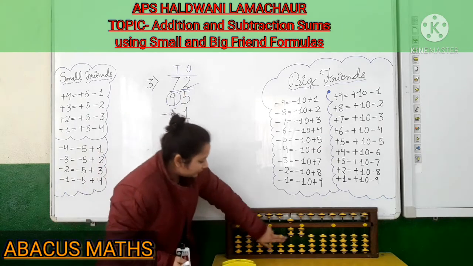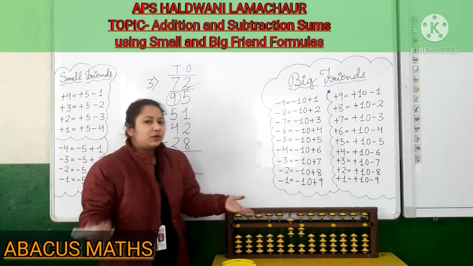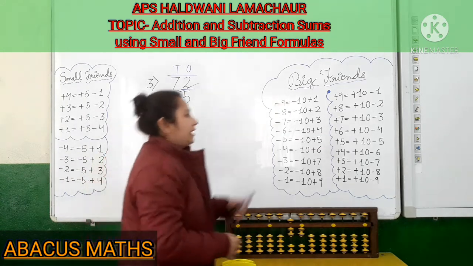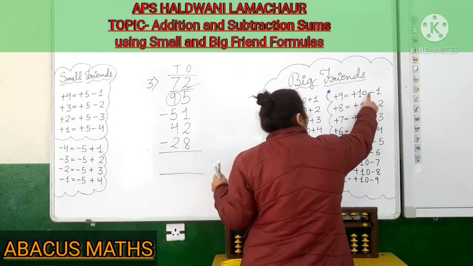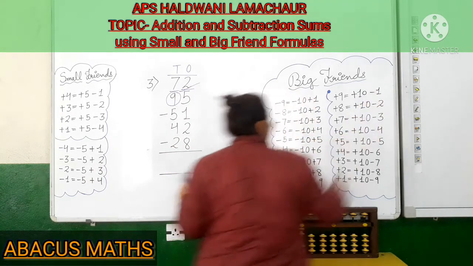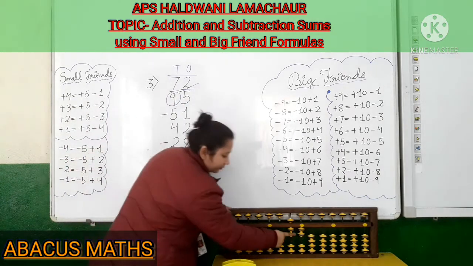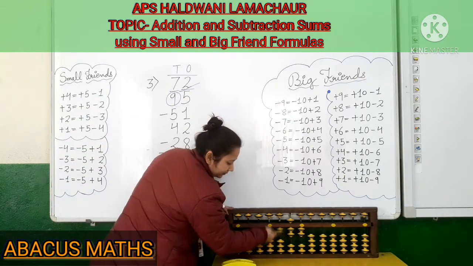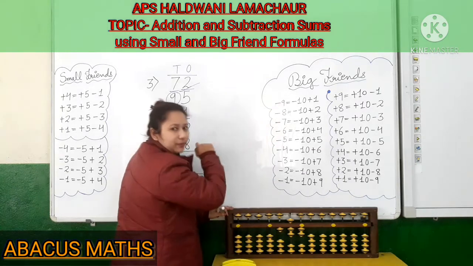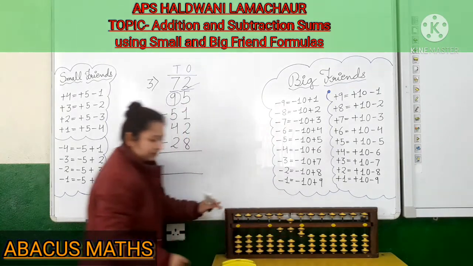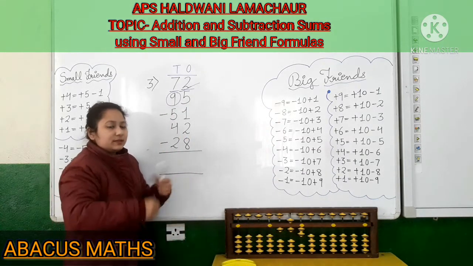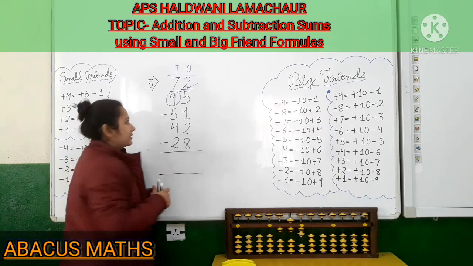Now next add this 9 in tens rod. Now for 9 you can see kids that the bead is not there. So for adding 9 take the help of this big friend. Plus 10 minus 1. Now 9 you have to add in tens rod. So 10 you will add here. Plus 10 minus 1 from the same rod. Yes kids, it needs practice.